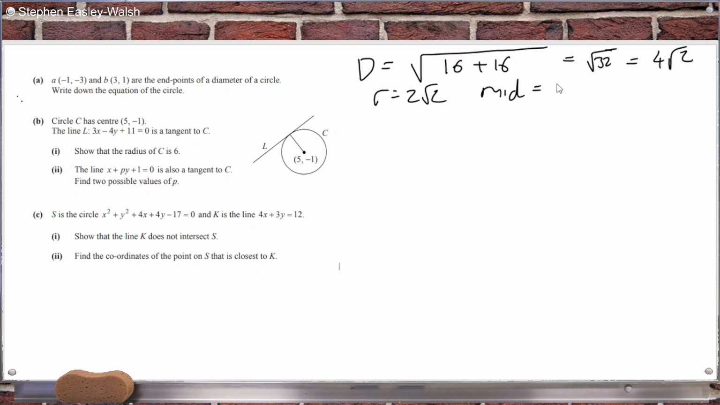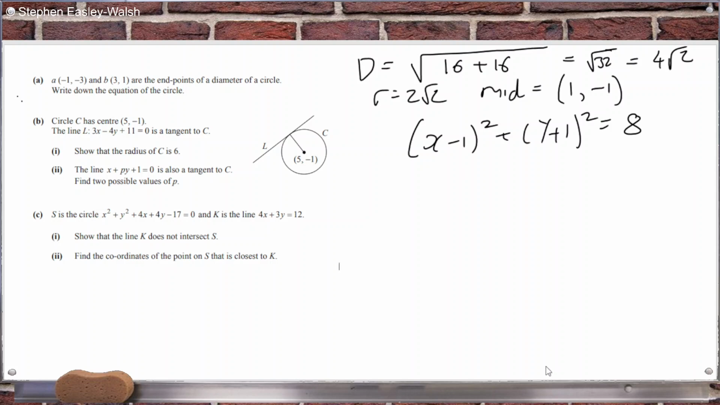So that's minus 3 and 3, and minus 1 is 2, divided by 2 is 1. And minus 3 and 1 is minus 2, divided by 2 is minus 1. So I think the circle would be (x minus 1) squared plus (y plus 1) squared equals 2 root 2 squared, which would be 8. Okay, that's the A part done.